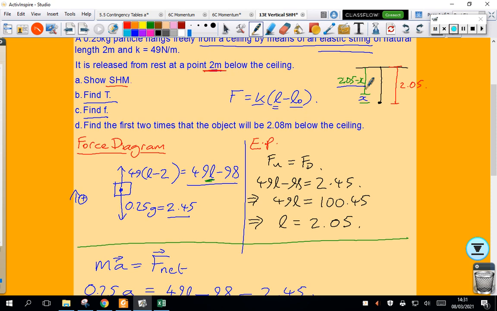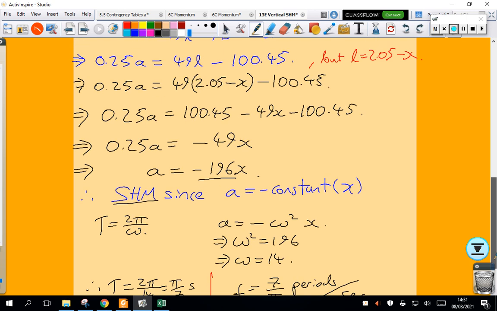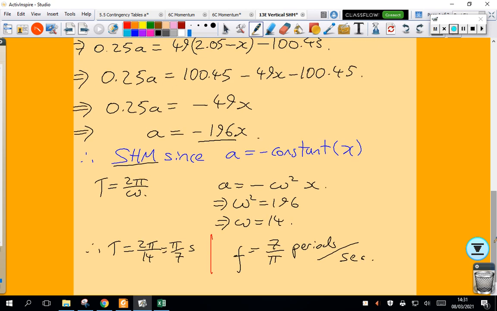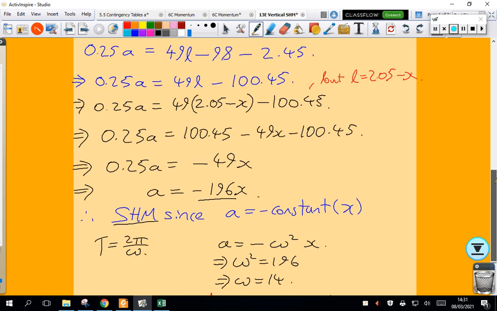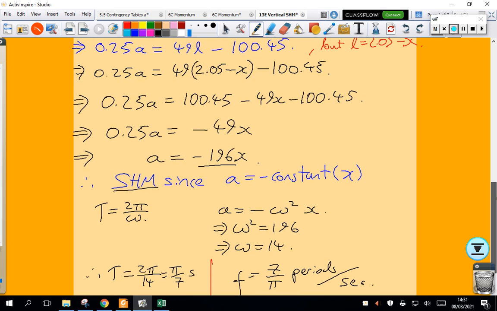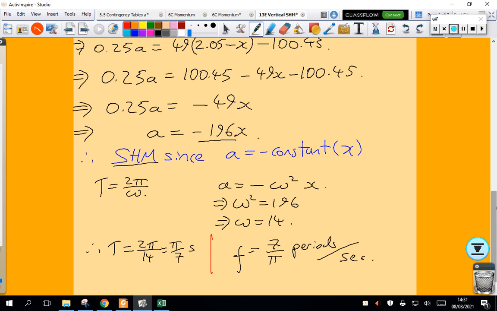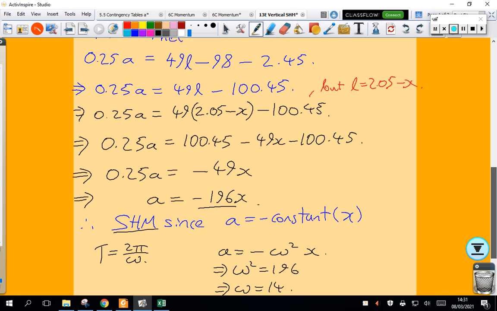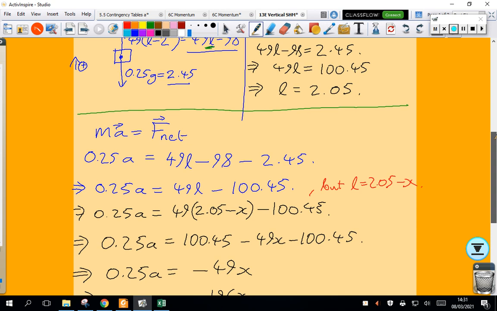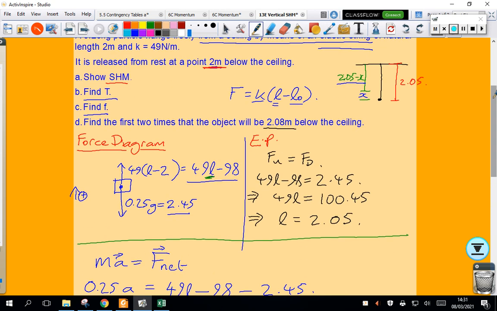On the first two times that the object will be 2.08 meters below the ceiling, well, the first thing I'm going to do is establish some kind of expression for position. And this is where I'm going to go back and think about where it's released from. It's released from 2 meters below the ceiling.